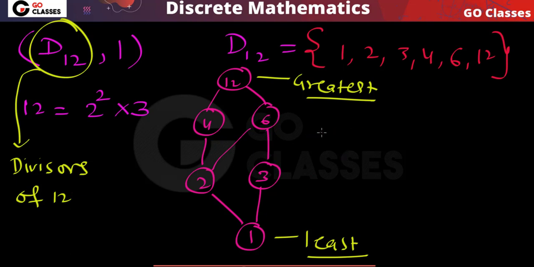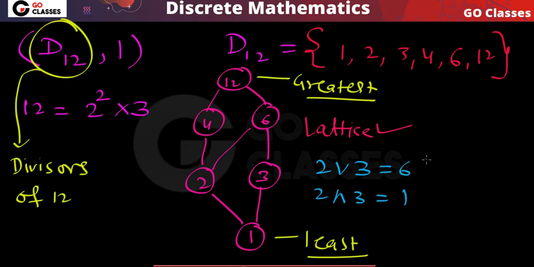Now, is this a lattice? Yes, this is a lattice. Why? Because just check the LUB and GLB. For any two elements, you can find the LUB and GLB. For example, what is the LUB of 2, 3? In this lattice, the LUB of 2, 3 will be 6. You can notice this is 2, this is 3. So the LUB will be 6. And what is the GLB of 2, 3? That will be 1.